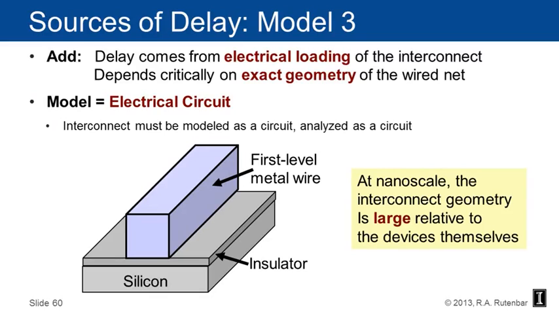If we look at the simplest possible case where I'm routing things in the first level of metal, there's a metal wire, it's separated from the silicon surface itself by some stuff which we can just treat as some sort of an insulating layer. How am I actually going to model this thing as a circuit? Now, the first question is, why do I have to model this as a circuit? And the real answer is just at the nanoscale, when your transistors are measured in hundreds of atoms across, the interconnect geometry is large relative to the devices themselves. And so it presents a significant amount of electrical stuff that you just can't ignore.